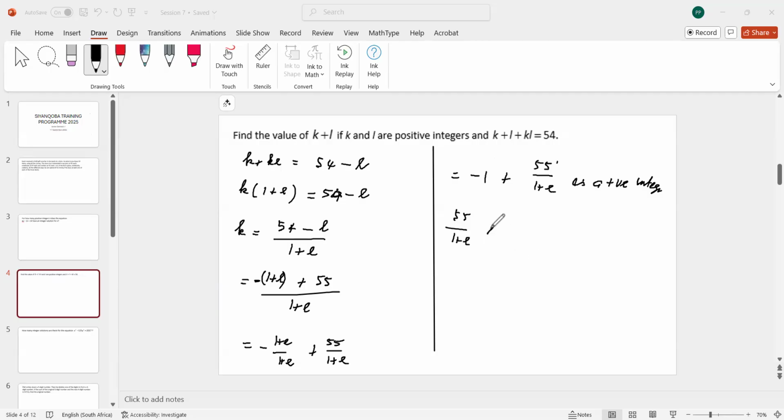And this is great. This is a positive integer. So for this whole thing to be positive, you'll have to have that 55 over 1 plus L is greater than 1, because it has to be greater than 1 for this thing to be positive. You can't make it equal to 1 because then you get 0. So now this number is positive and an integer, which means that 1 plus L is a factor of 55. I see how beautiful.